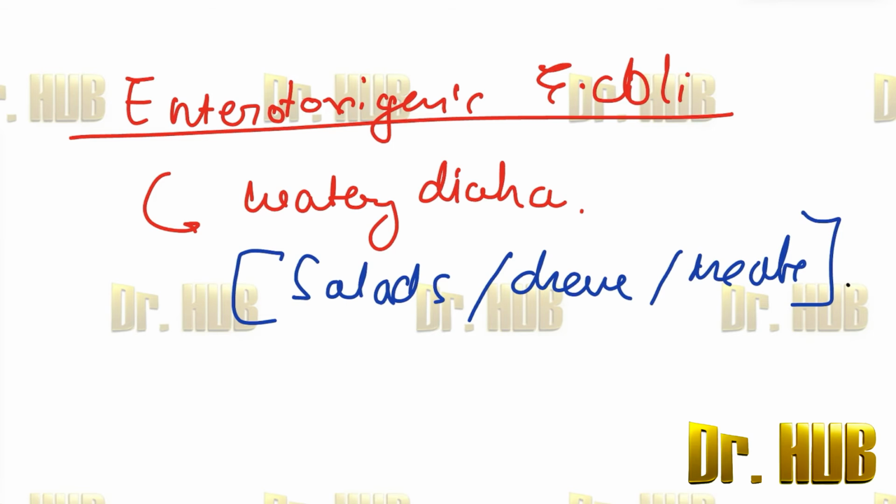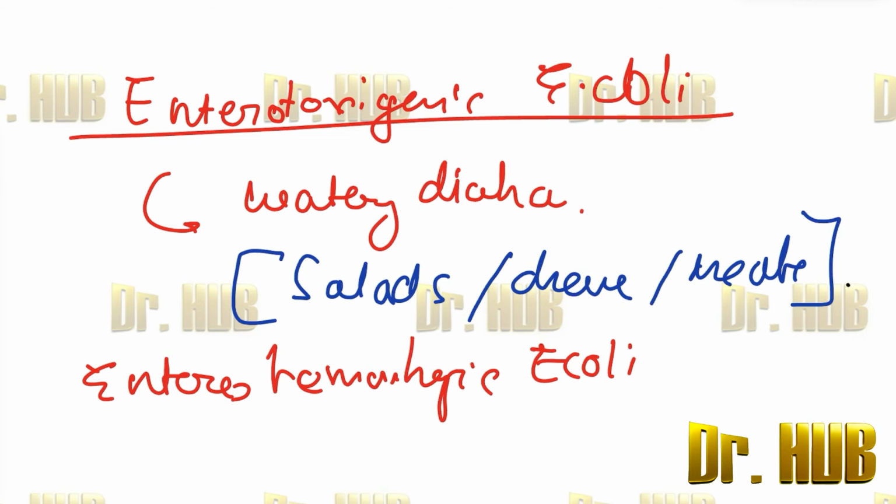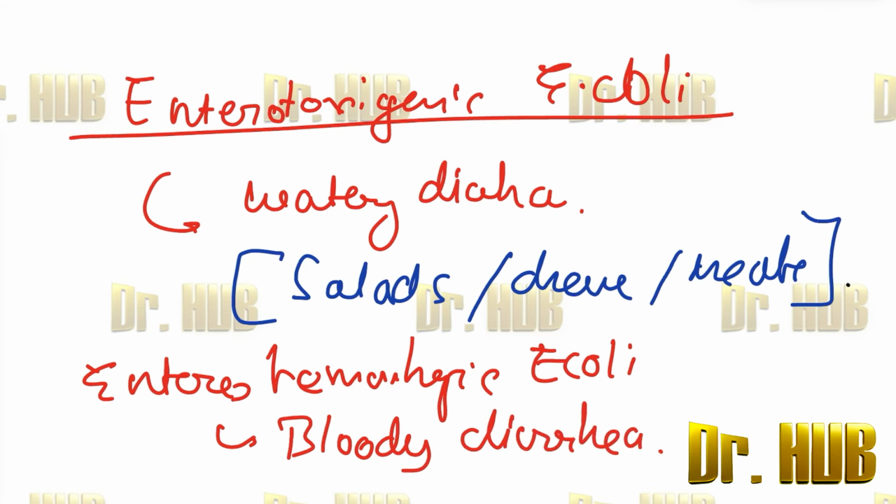Then moving on to enterohemorrhagic E. coli. It doesn't present with watery diarrhea, it presents with bloody diarrhea. This is enterohemorrhagic, as the name suggests. What are the sources? The food sources include raw milk, raw vegetables, and also apple juice. All these are part of enterohemorrhagic E. coli.